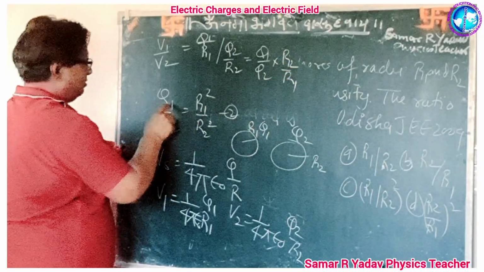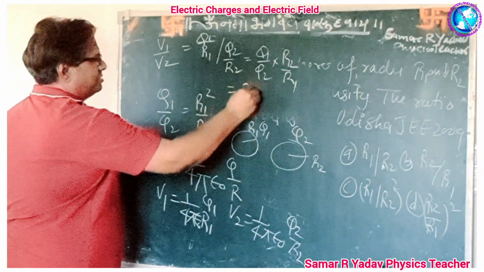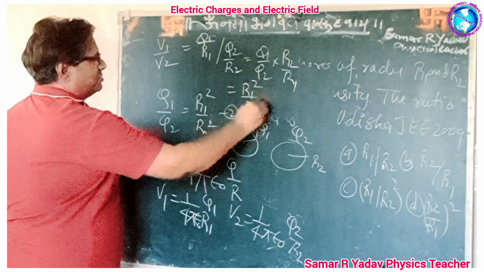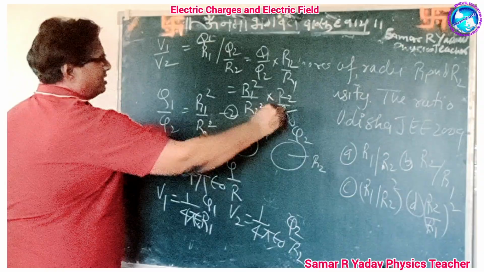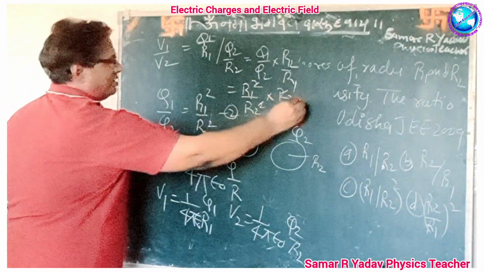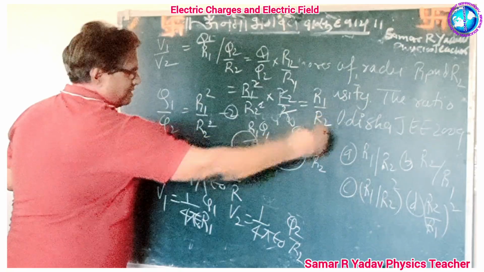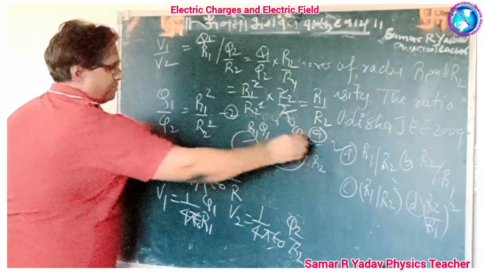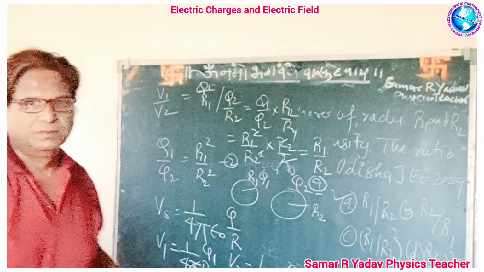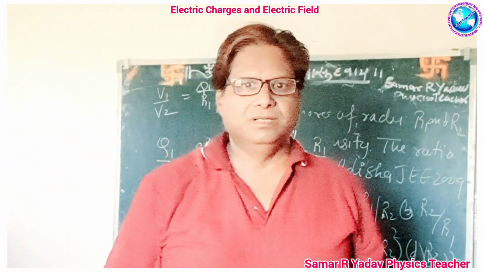Now given Q1 upon Q2 is equal to R1 square upon R2 square, so we can write R1 square upon R2 square into R2 upon R1. One R1 cancels, one R2 cancels, so finally we get R1 upon R2. So the correct option of this multiple choice question is A. So this is how to understand this multiple choice question.